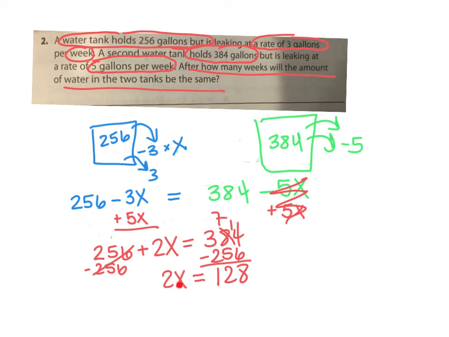Inverse operation, x is being multiplied by 2, so I will divide by 2 to both sides of my equation. X equals 128 divided by 2 will give me 64 gallons. So they will be the same at the point that they're both holding 64 gallons, just for that 1 week. And then it will change after that. But at that one moment, 64 gallons is where they are the same.